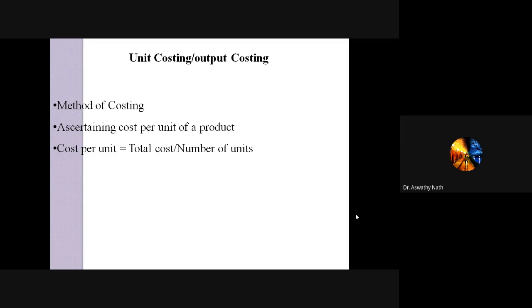So these are the things which I wanted to cover, and the rest of the portion will be taken by Dr. Arati.